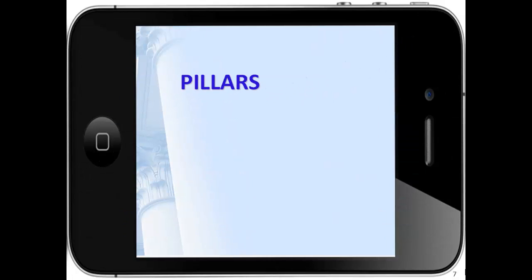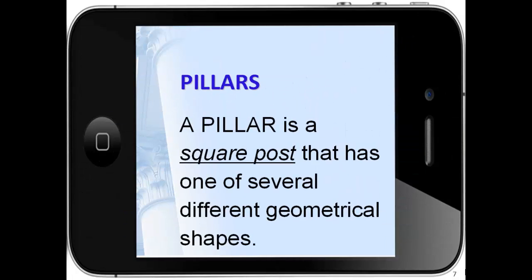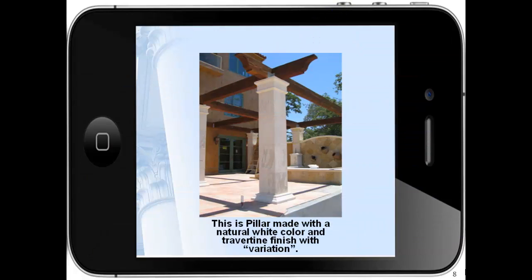Pillars. What is a pillar? A pillar is a square post as opposed to a column, which is round. A square post that is one of several different geometrical shapes. This is a pillar made with a natural white color and travertine finish with a variation.